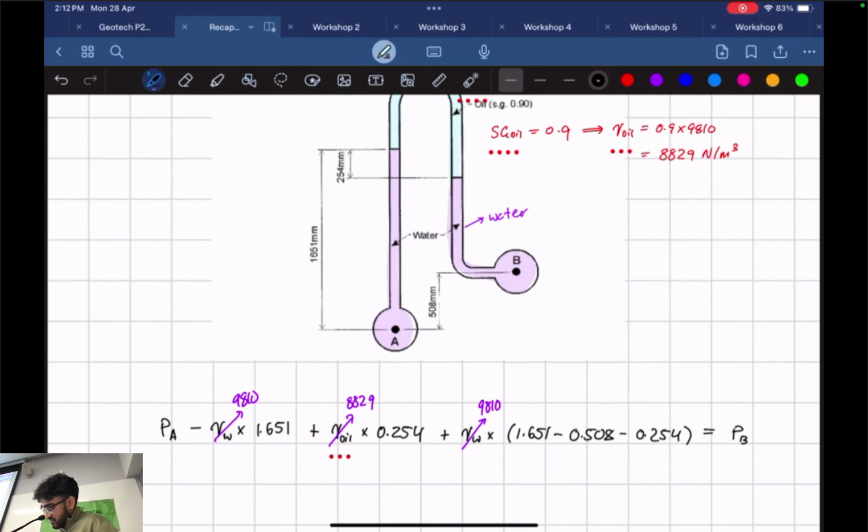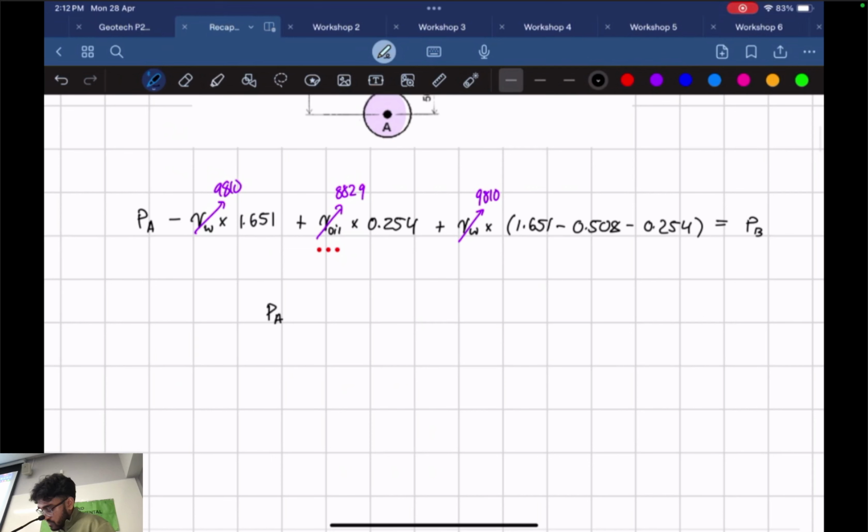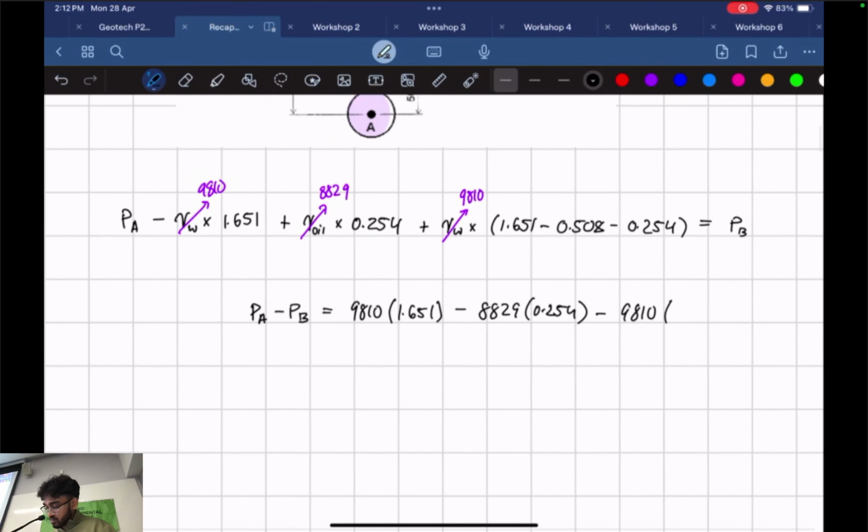So PA minus PB is going to be equal to 9810 times 1.651, plus 8829 times 0.254, minus 9810 times 1.651 minus 0.508 minus 0.254, which is 0.889. After subbing in all your values, you get 9.